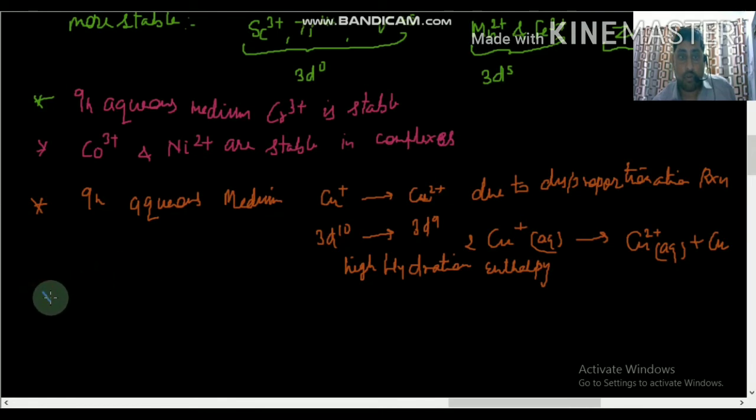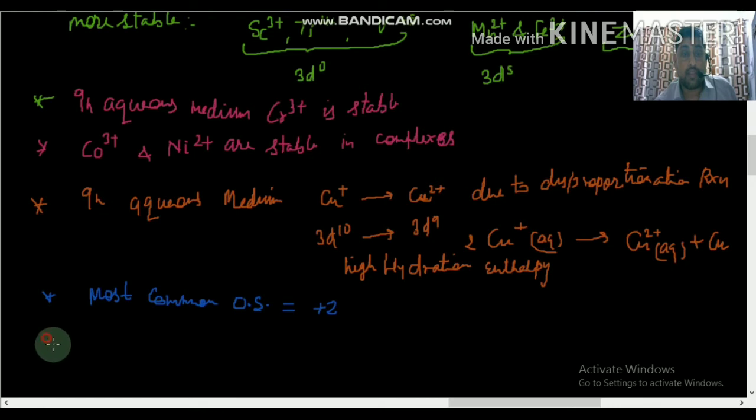Now the most common oxidation state among the transition elements is +2. Okay.